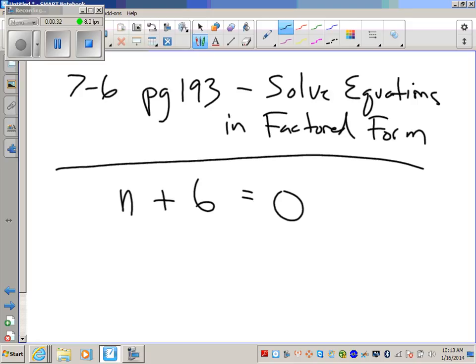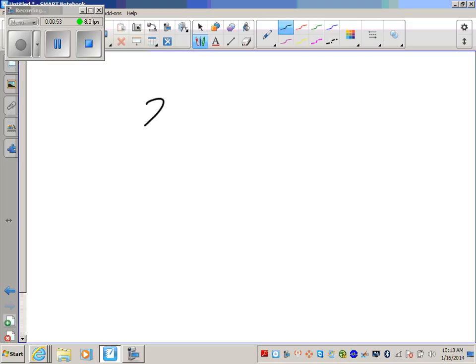Art. Get n by itself, subtract 6 from both sides, and n would equal -6. How would you know it's correct? -6 plus 6 would equal 0. What if we had 3n is equal to 0? What would we do?